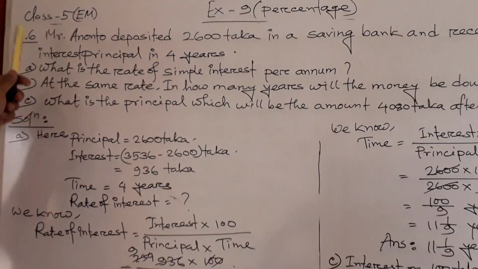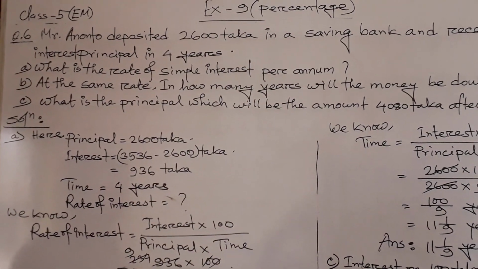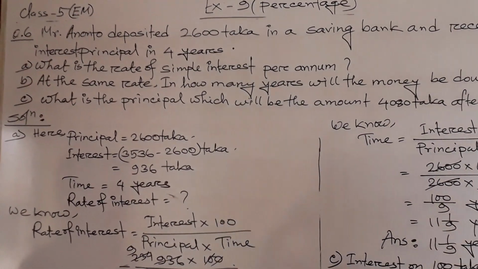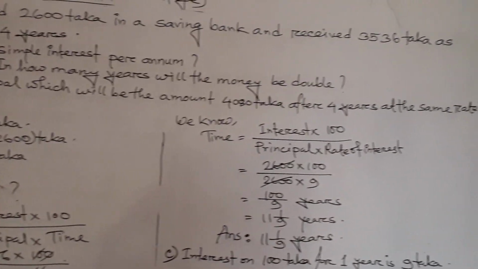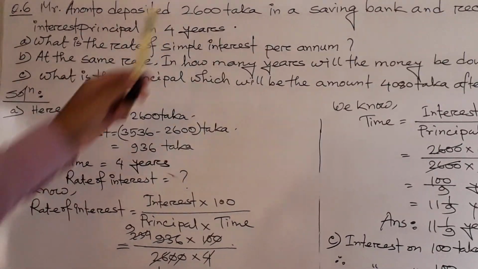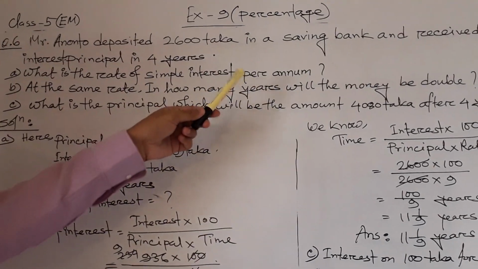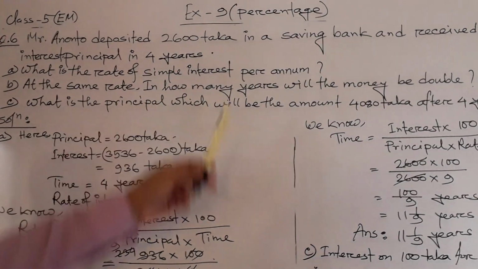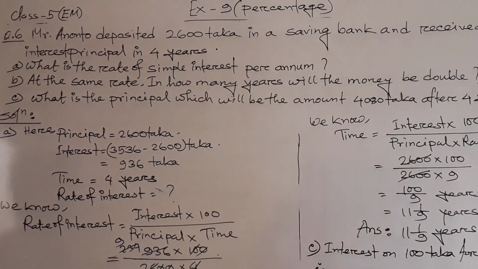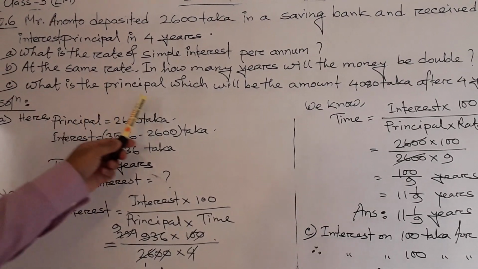Okay, question number 6. Mr. Arunto deposited 2,600 taka in a saving bank and receives 3,536 taka as interest plus principal in 4 years. Question A. What is the rate of simple interest per annum? Question B. At the same rate, in how many years will the money be double? Question C. What is the principal which will amount to 4,080 taka after 4 years at the same rate?